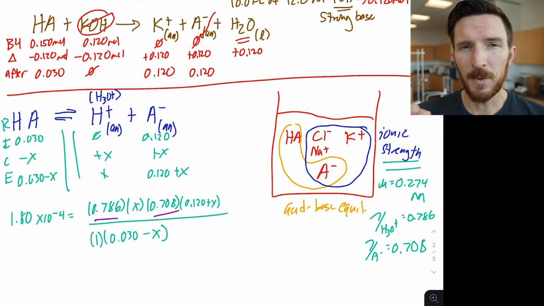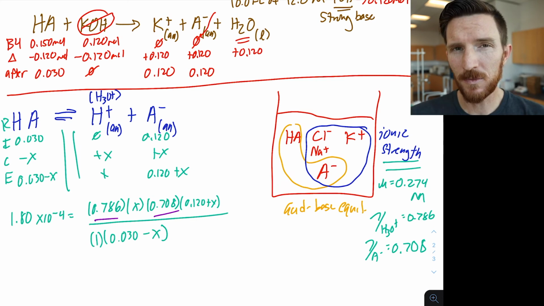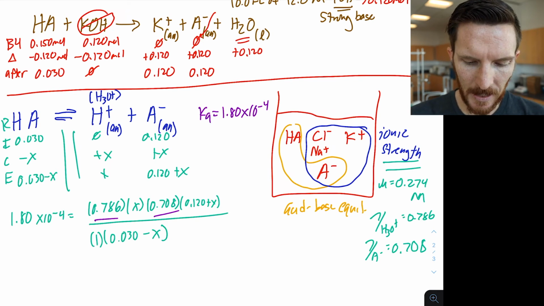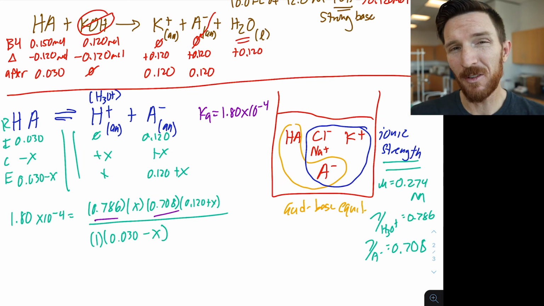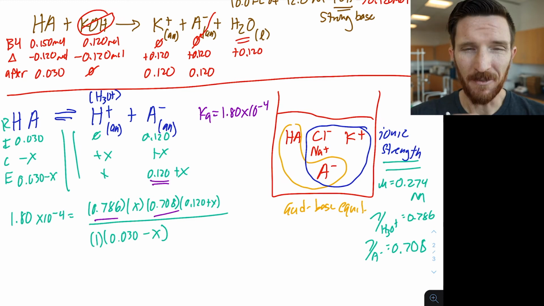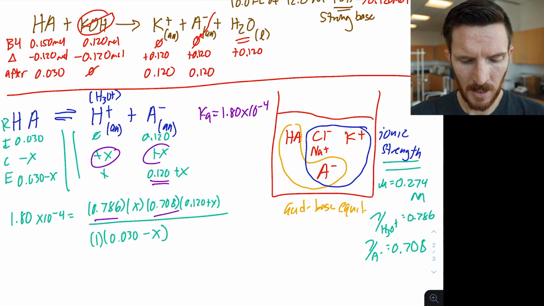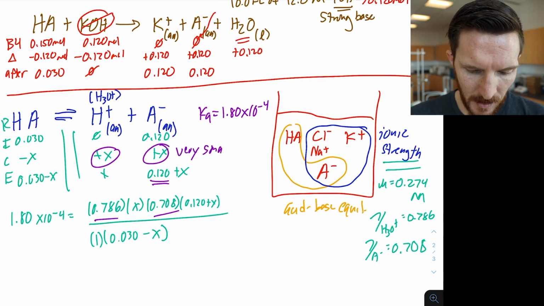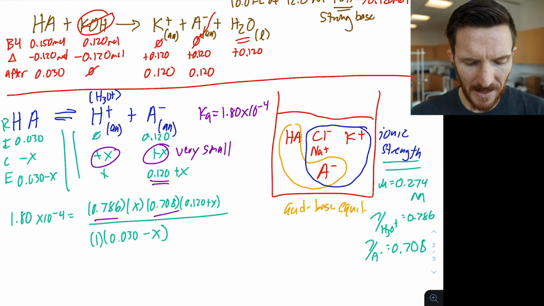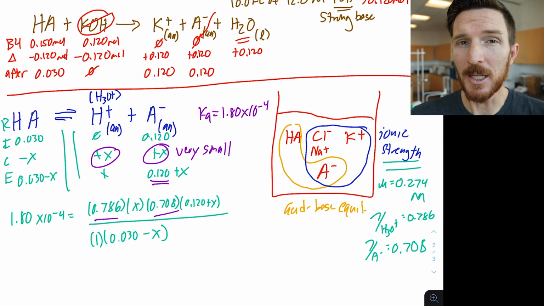Now we look at this and we want to think, okay, I have a pretty good amount of A minus. I have a smaller amount of HA, but this is an equilibrium reaction. Our Ka is relatively small. And what that means is that I have a smaller amount of products at equilibrium than reactants. And if I already have a lot of product relative to my reactants, that means that this increase here is going to be very, very small. And that's because we already have a bunch of the A minus present in there.